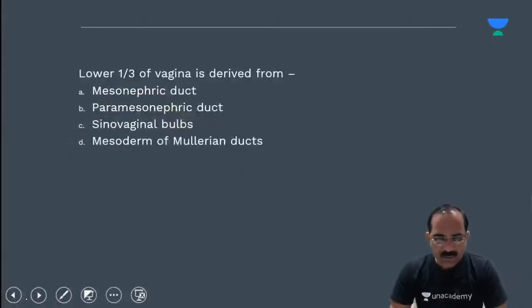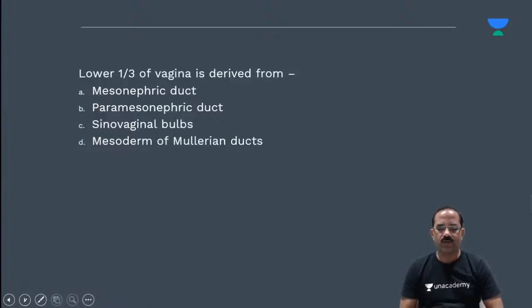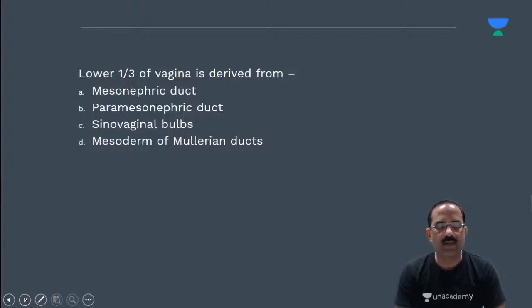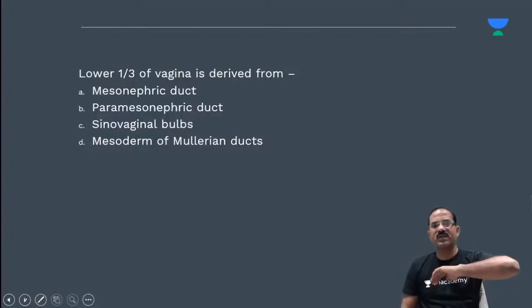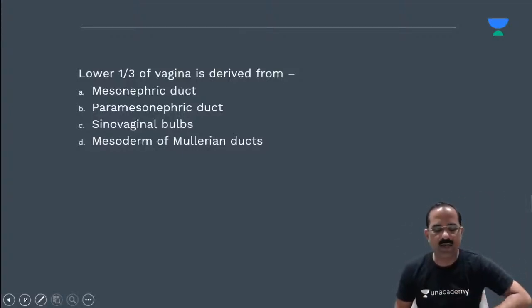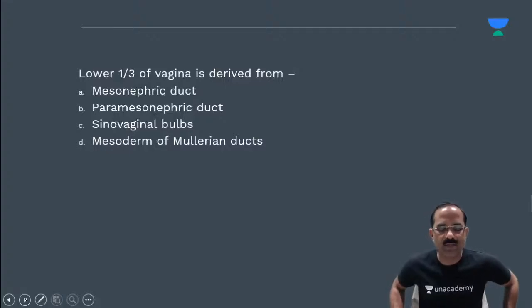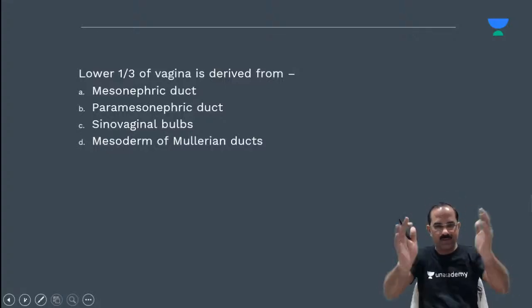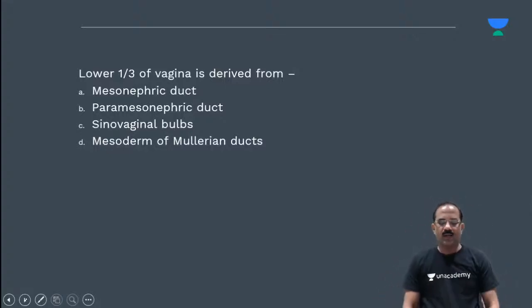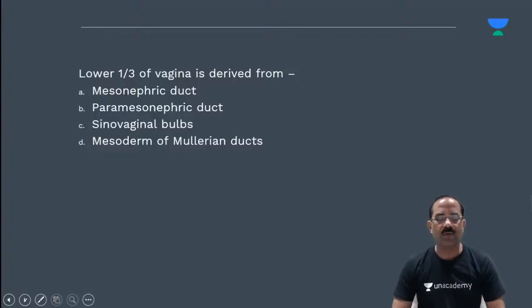Coming to the next MCQ. Lower 1/3 of the vagina is derived from? Yes, answer this. These are all high-yield MCQs, students. You should know all these things, and definitely it will be there in your exams. I want you all to recall the questions after the exams. So lower third of the vagina is derived from? Anyone? Bolo, bolo.